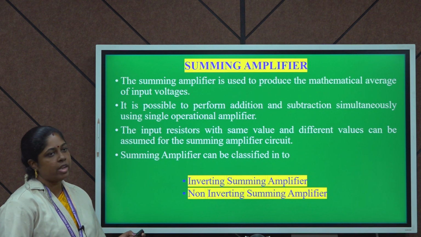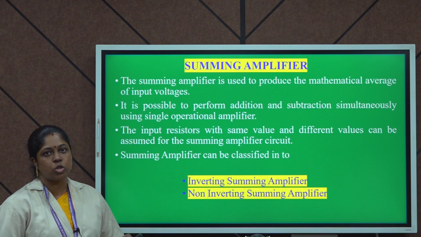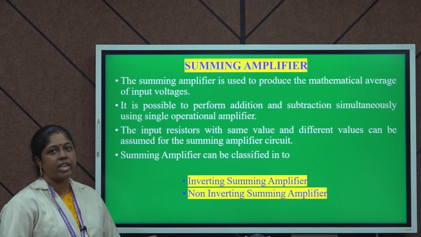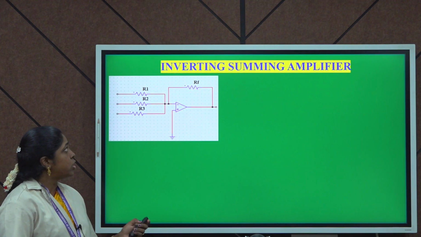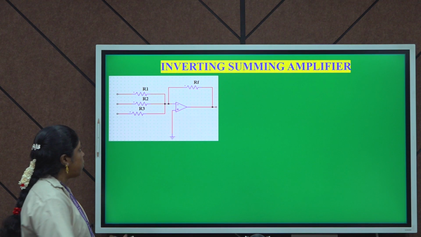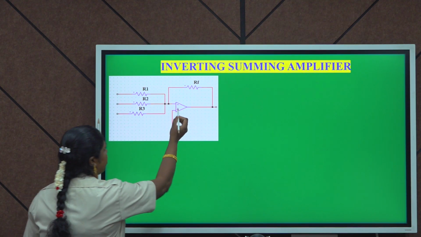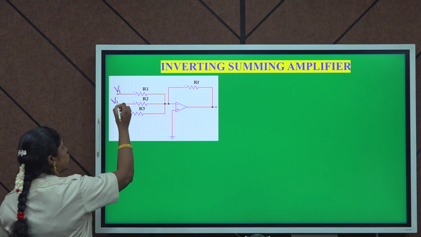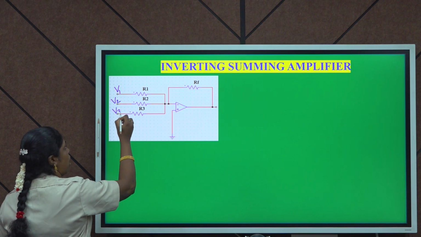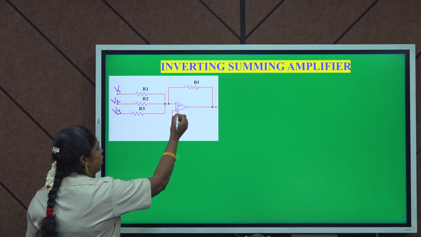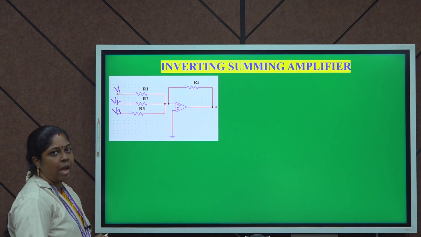The summing amplifier circuit can be divided into two. One is the inverting summing amplifier and another one is the non-inverting summing amplifier. So first we will see about the inverting summing amplifier. For the inverting summing amplifier, V1, V2 as well as V3 are the input voltages which are connected to the inverting terminal of the operational amplifier.